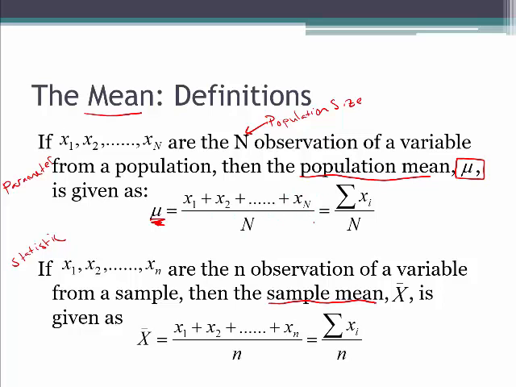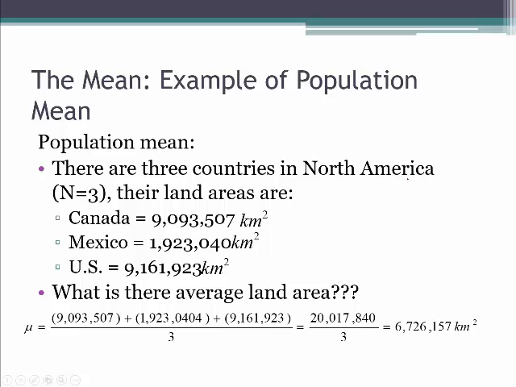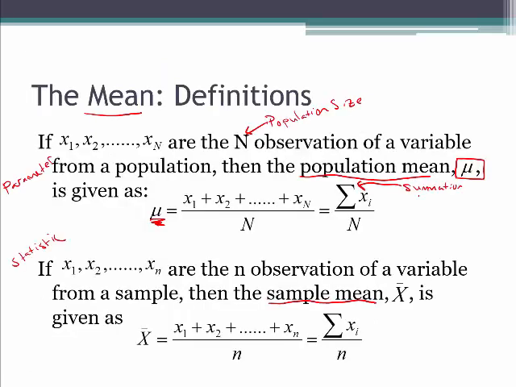That's it. In shorthand notation, we use this sign here. This is the summation sign in mathematics. So this is just saying sum up all the individual x values, that's what this x sub i stands for, and divide by capital N. That's it.